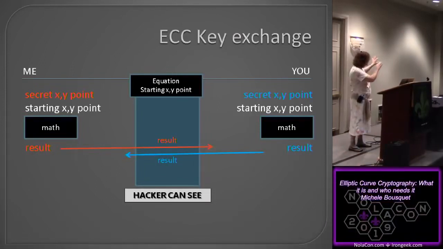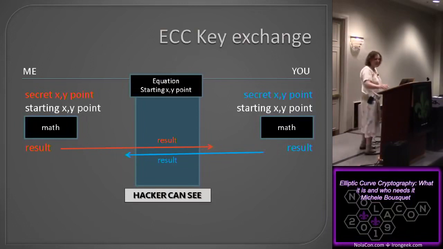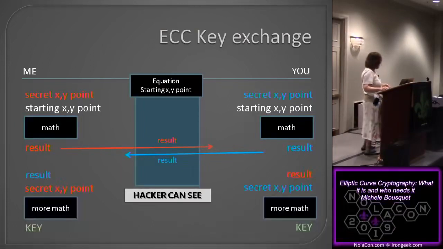So I have a point, and you have a point, and then a secret point that we have, and then we have a point that's known that we're going to add to it, and a curve that we're going to use so that we know our formula. We both calculate, and we get our result, and we send them to each other, and the hacker can see the result, but he can't brute force what our secret one is. Then we do more math on the results that we got from each other, and we end up with the same key. So in this way, this parallels all of the key exchange concepts that we've used all along.